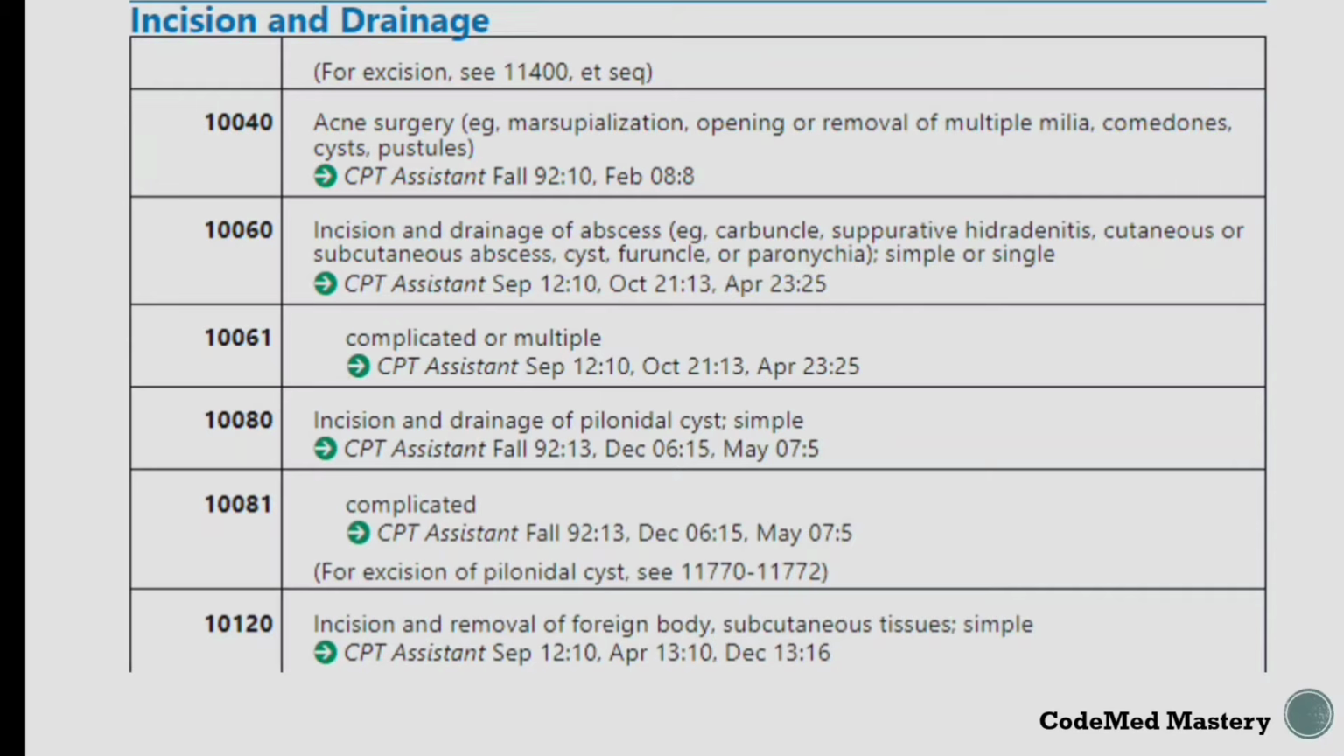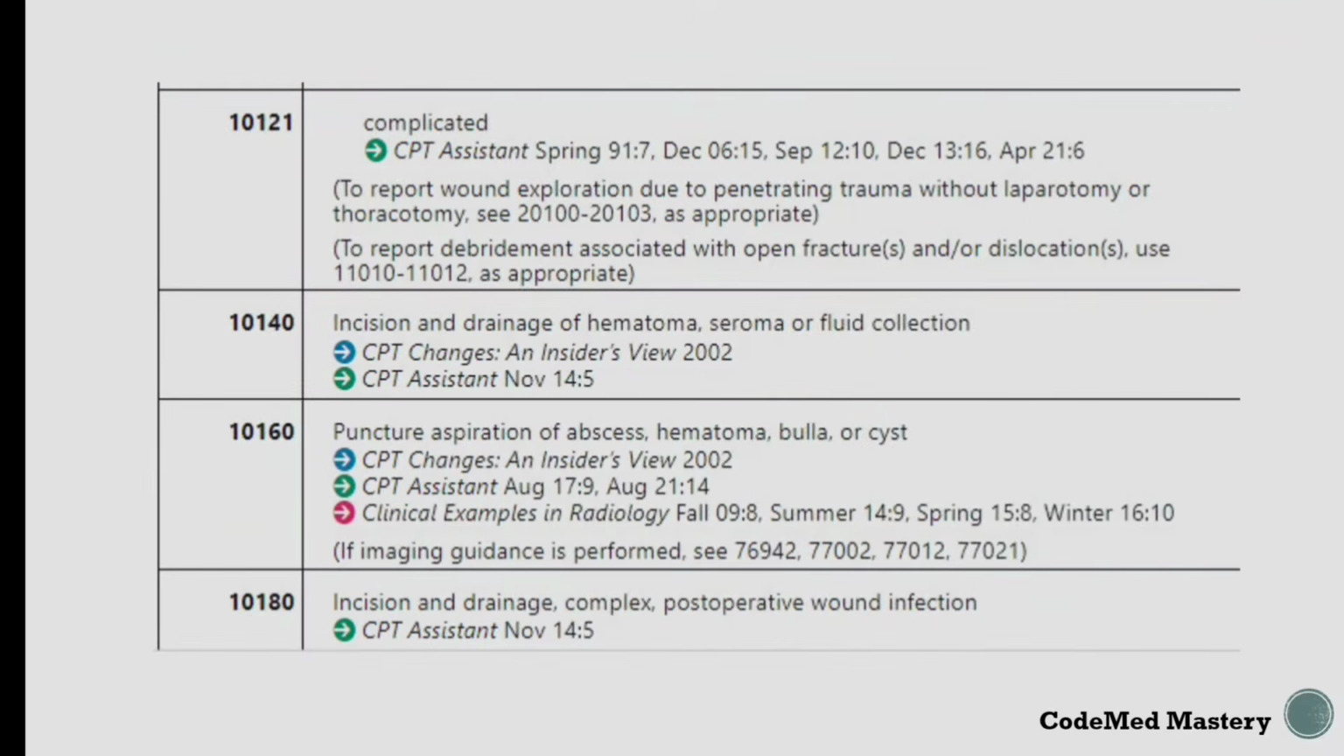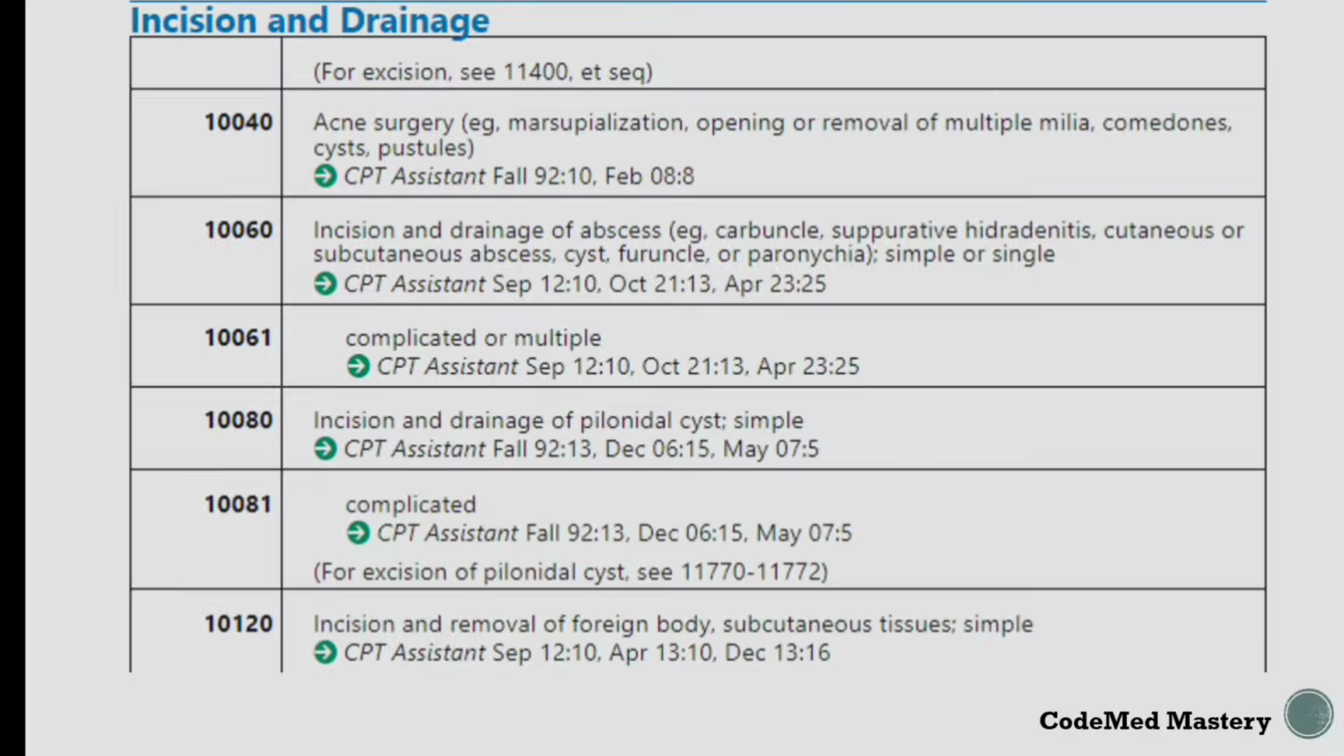Let us look at some important codes, that is incision and drainage. So these codes are 10040 to 10180. So you can see this is for acne surgery, 10040. Code 10060 is for incision and drainage of abscess, which is simple or single. Next, code 10061 is for complicated or multiple.